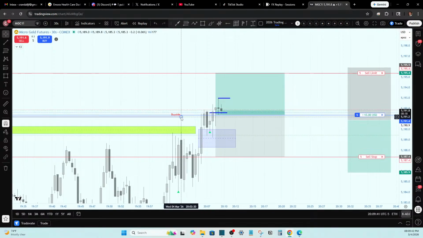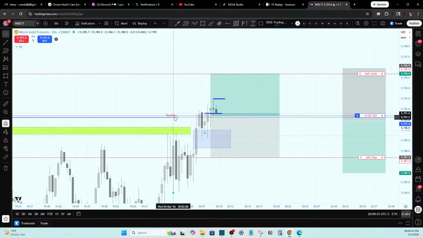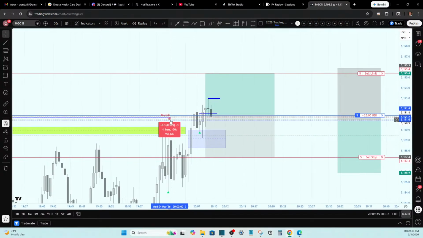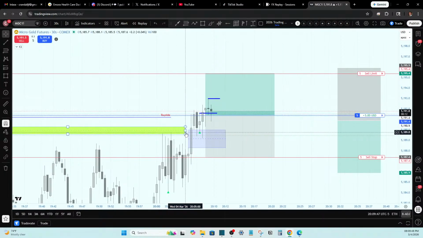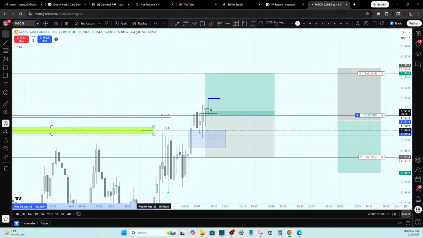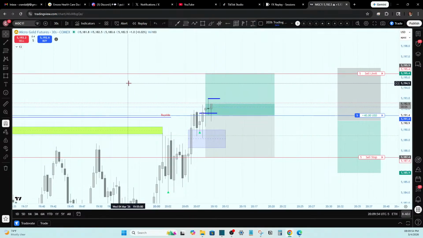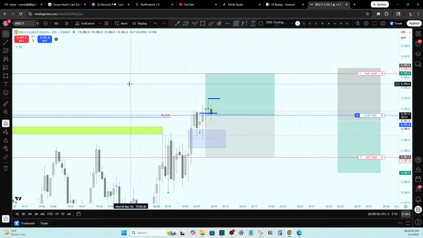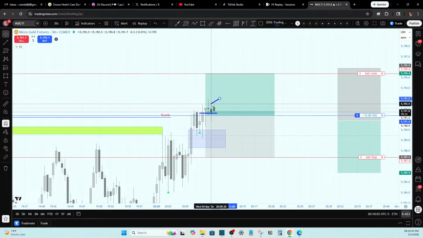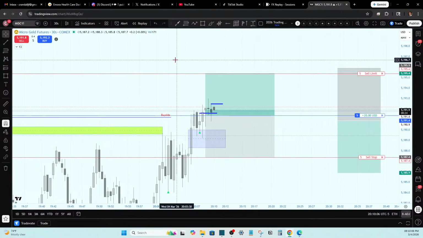The only concern I have is we swept buy side, or what appears to be buy side, liquidity, but we did inverse this fair value gap here. So we'll see what happens. Love to see a push above one of these candle highs. That'll kind of confirm.